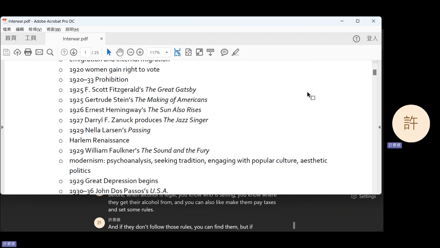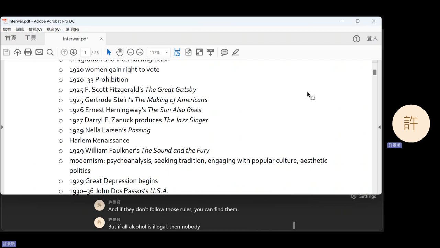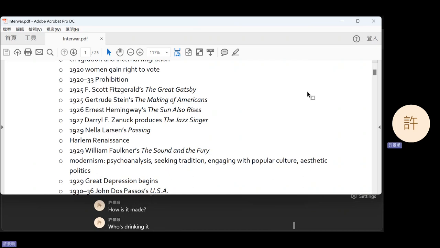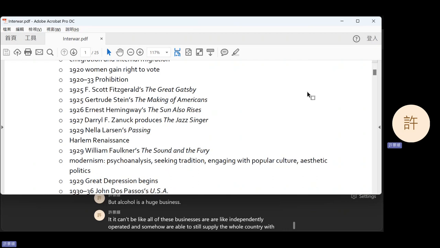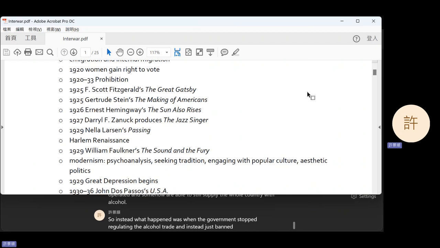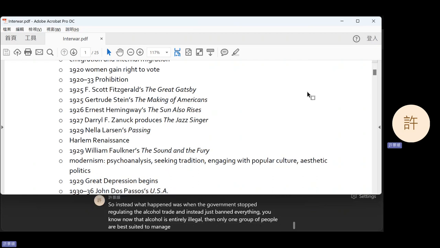But if all alcohol is illegal, then nobody will tell the government where the alcohol is, where it is coming from, how it is made, who's drinking it. But alcohol is a huge business. It can't be that all of these businesses are independently operated and somehow still able to supply the whole country with alcohol. So instead, what happened was when the government stopped regulating the alcohol trade and instead just banned everything, now that alcohol is entirely illegal, only one group of people are best suited to manage this illegal industry. And these people are already illegal.